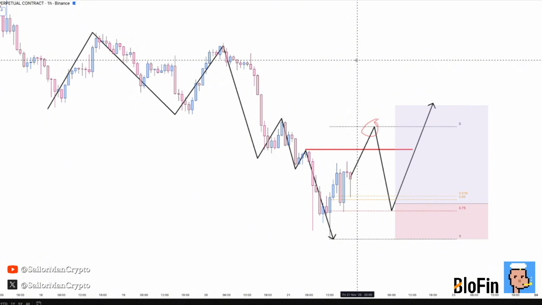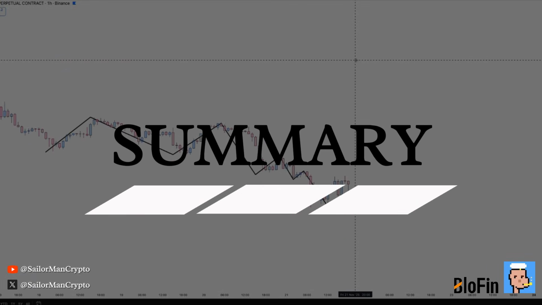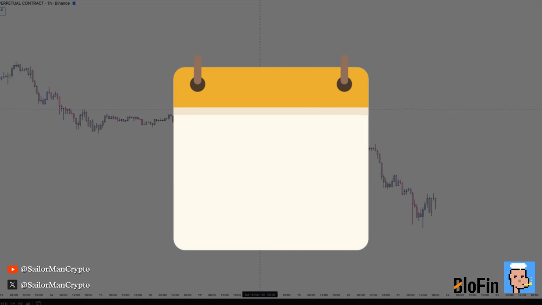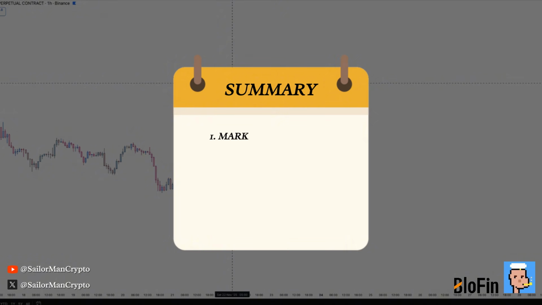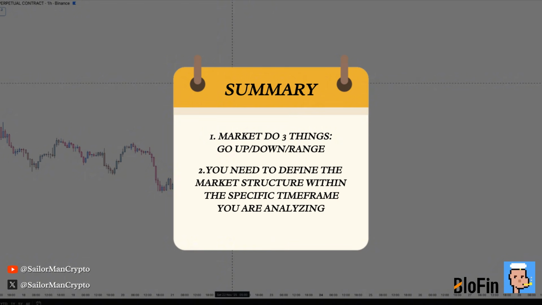So just to close, a quick summary to keep the video from being too long. I really hope we clarified many concepts. First of all, the market can do three things: uptrend, downtrend, or go sideways. What we are focusing on today is uptrend and downtrend, where market structure is very relevant. You have to define the structure you are looking at.